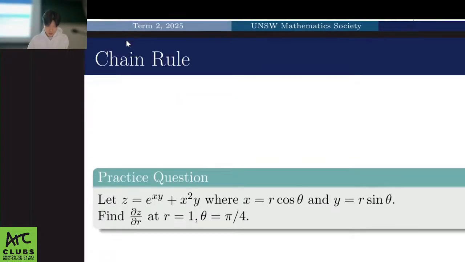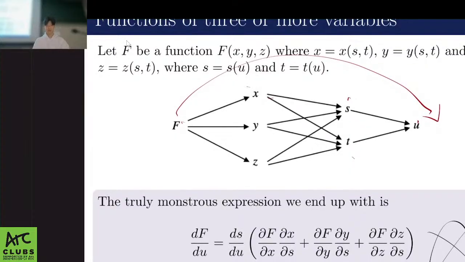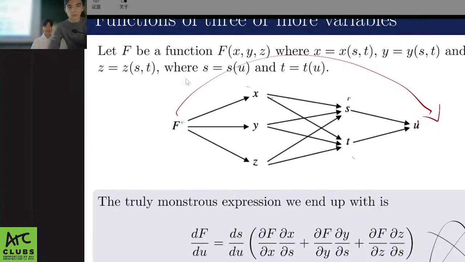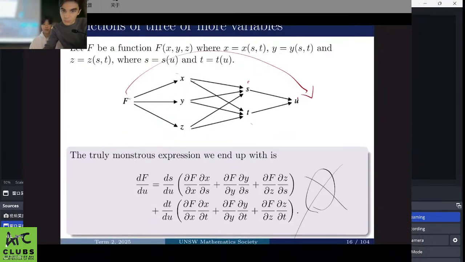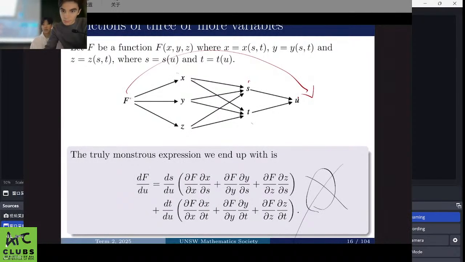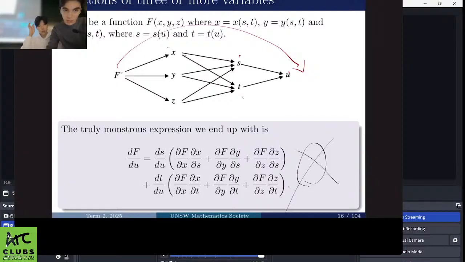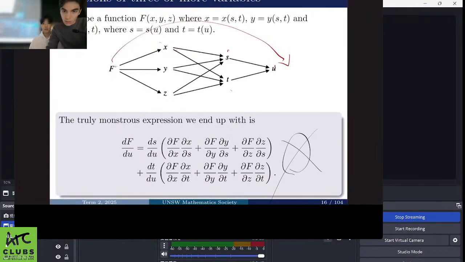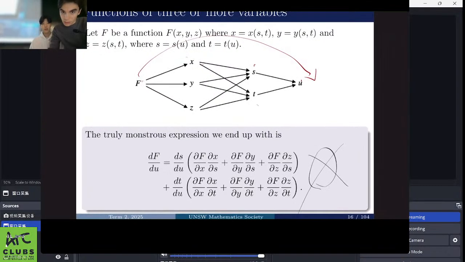So let's have a look at this question here. Oh yeah. It was a bit cropped before.